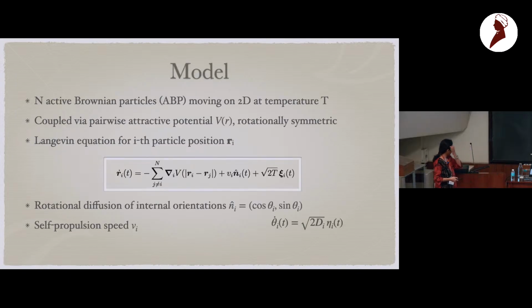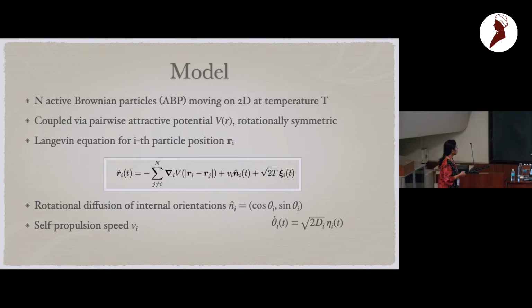This is the model. We have n active Brownian particles, which Debashish already introduced. These are particles which have their own propulsion direction. They have a preferred axis, and that direction diffuses slowly. Here we have n such particles in 2D at an ambient temperature T, and they are coupled with some attractive potential V(r).